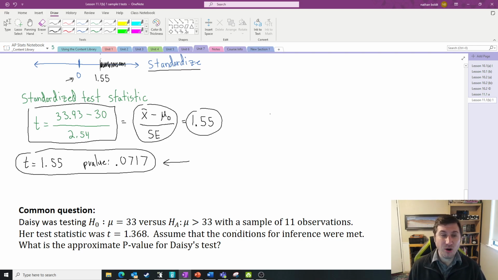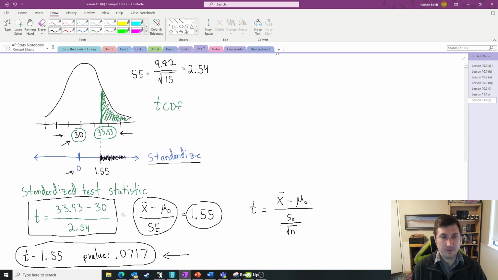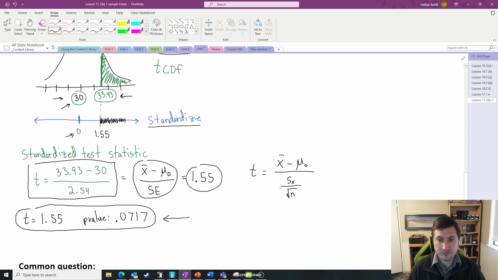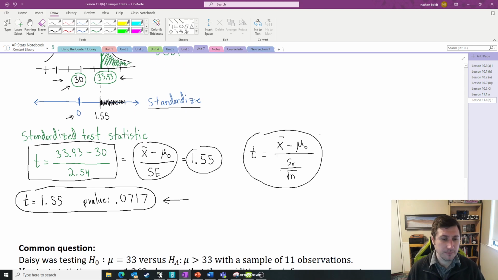Sometimes you might even see it all plugged in as one big formula. T is equal to x bar minus the null divided by the standard error. Well, what's the standard error? It is the standard deviation of the sample divided by the square root of the sample size, right? We did that up here as a separate step, but sometimes you'll see it all as one big formula plugged in also. We do need to be familiar with that.